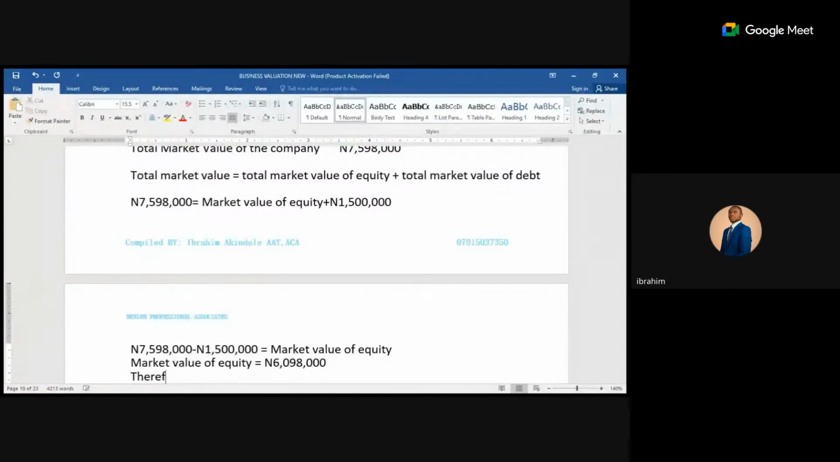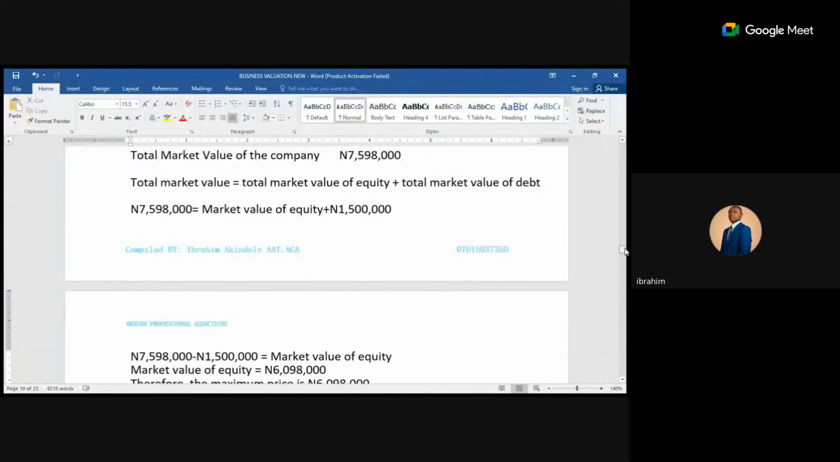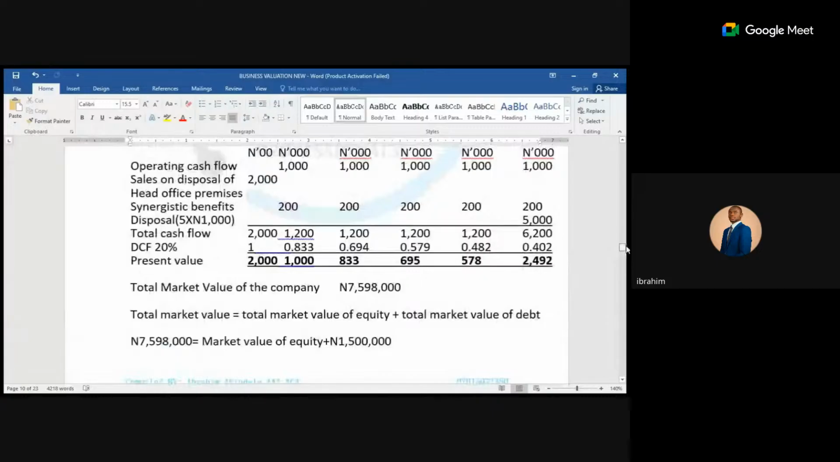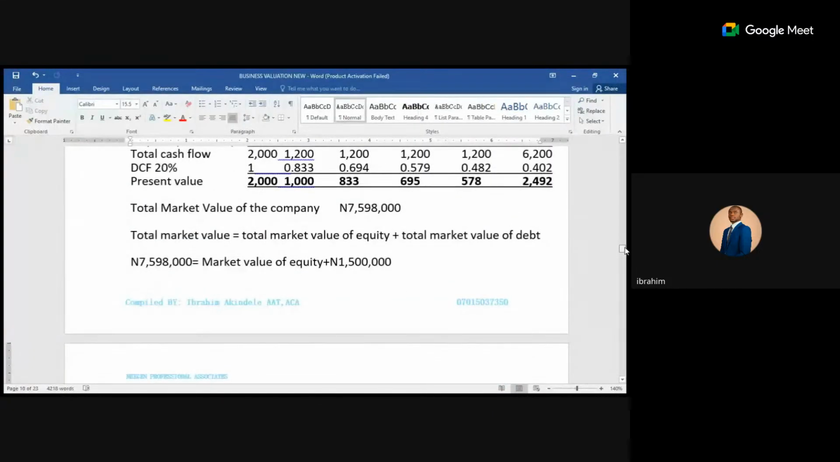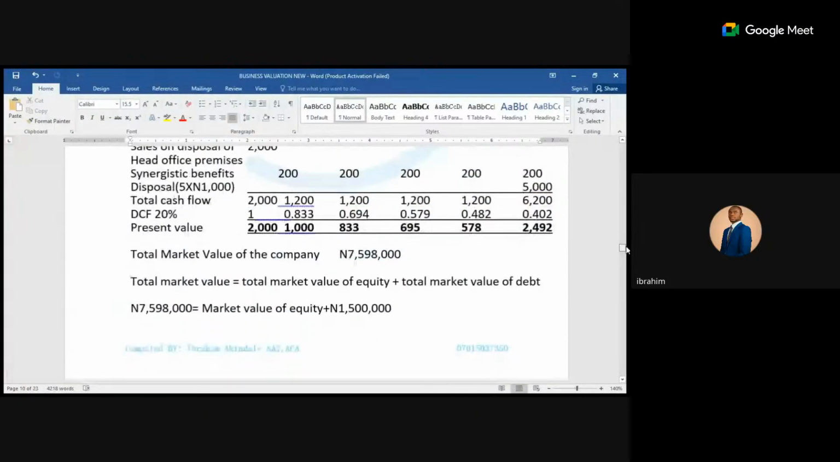Therefore, the maximum price is 6,098,000 plus. It is interesting, right? Is it interesting? Plus.